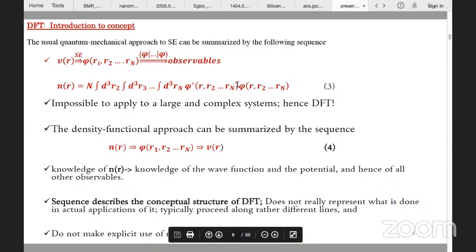the electronic density, you have knowledge of the electronic density, and then from there you're able to extract your electronic wave function, and then you have the potential, and then you can calculate all the observables. That's just the basic idea of DFT. Of course, when we do the calculations, it proceeds along a different line, but that's just an outline of how we proceed.